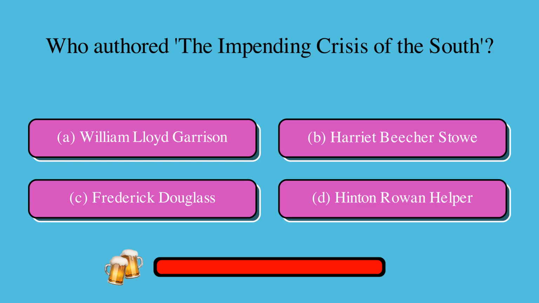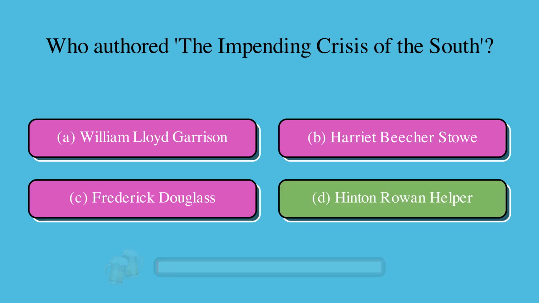Who authored The Impending Crisis of the South? Is it A. William Lloyd Garrison, B. Harriet Beecher Stowe, C. Frederick Douglass, or D. Hinton Rowan Helper? The correct answer is D. Hinton Rowan Helper.